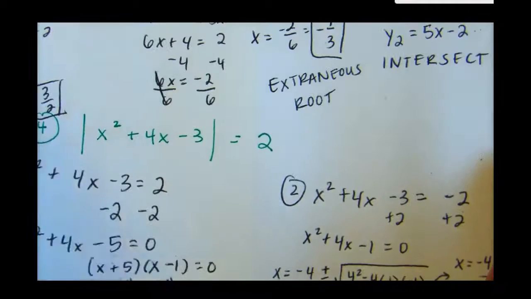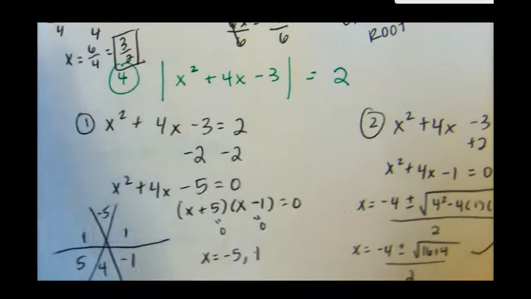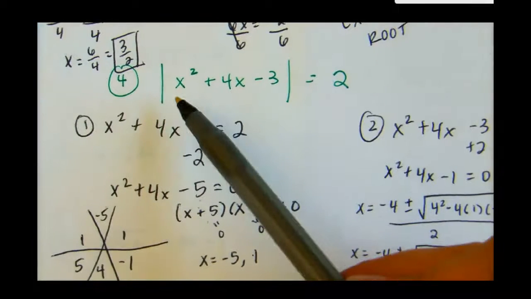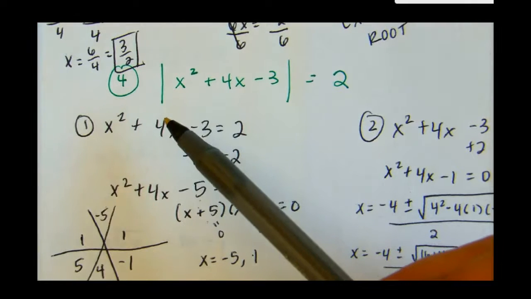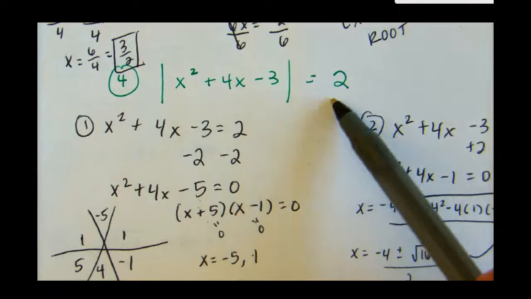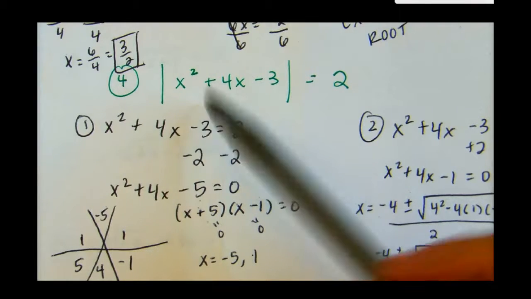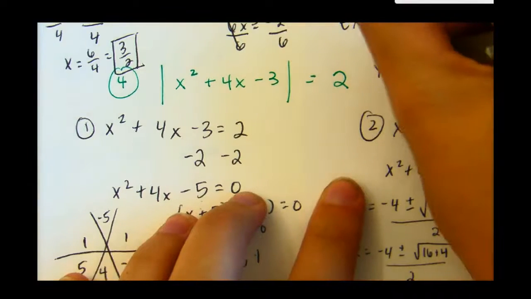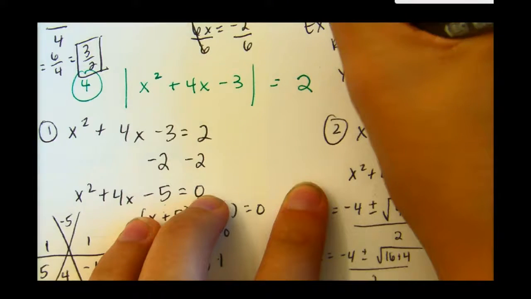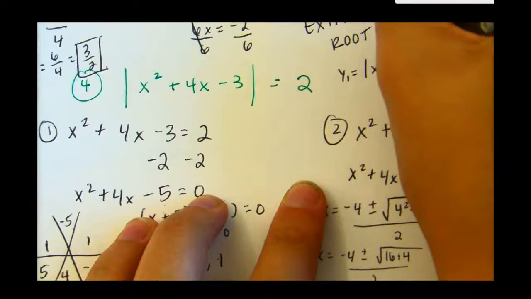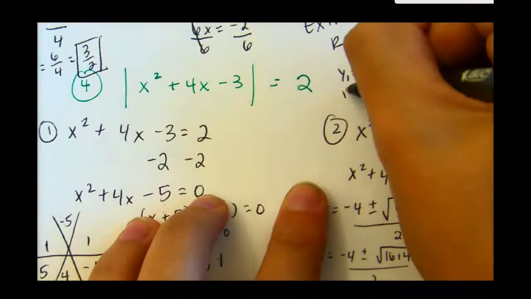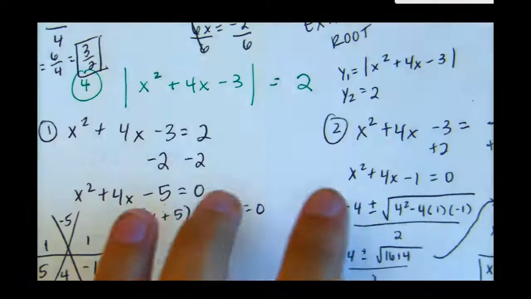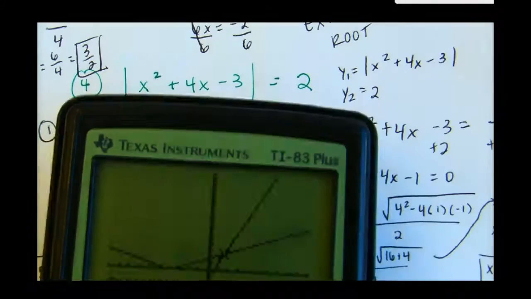Let's go ahead and look at the graph of this second equation that we solved, to see if there are any extraneous roots. So in your Delta Math calculator or on Desmos, whichever you prefer, go ahead and graph these two pieces. You're going to set y1 equal to the absolute value of x squared plus 4x minus 3, and y2 equal to 2. I'll do the same on my calculator.